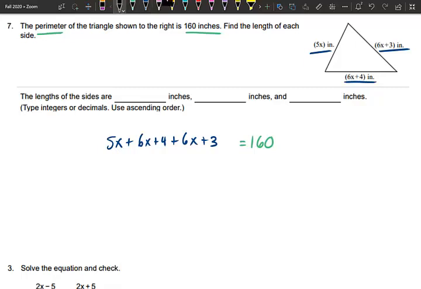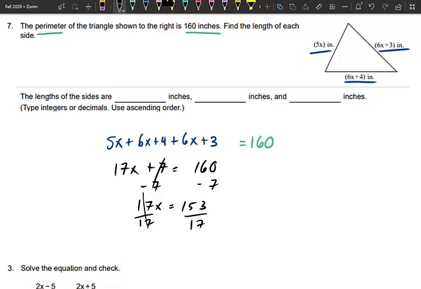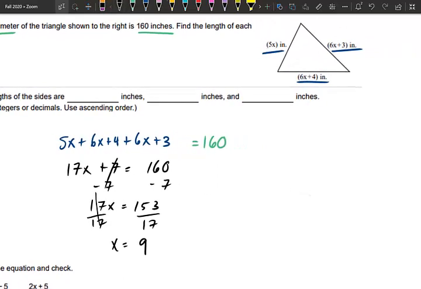So we do 5x plus 6x plus 6x, we get 17x. Then we do 4 plus 3 to get 7, and that equals 160. We're going to subtract 7 from both sides, and we have 17x equals 153. Divide by 17, and we get x equals 9. So that's what x is. That's not what the sides are, that's just what x is. So now we need to find the sides.